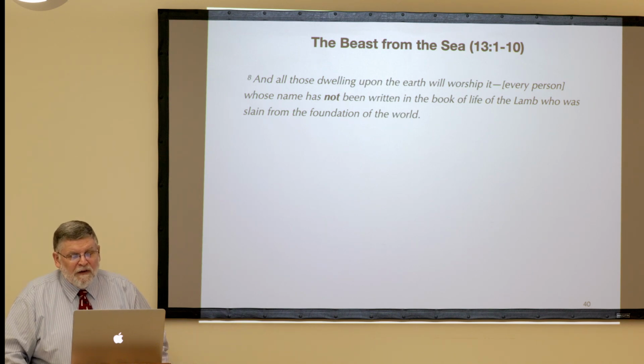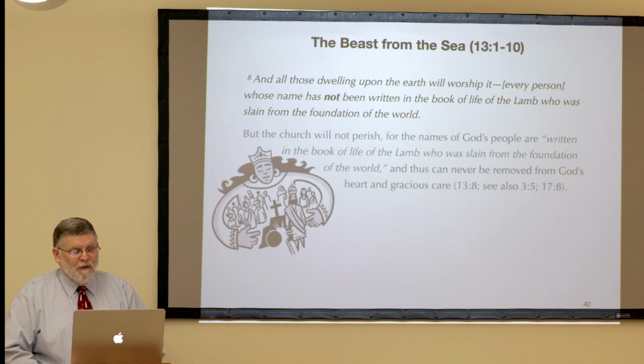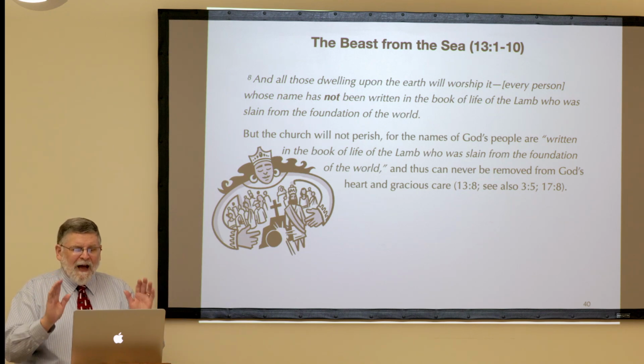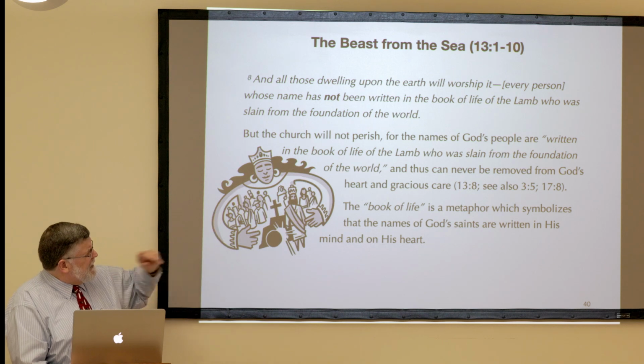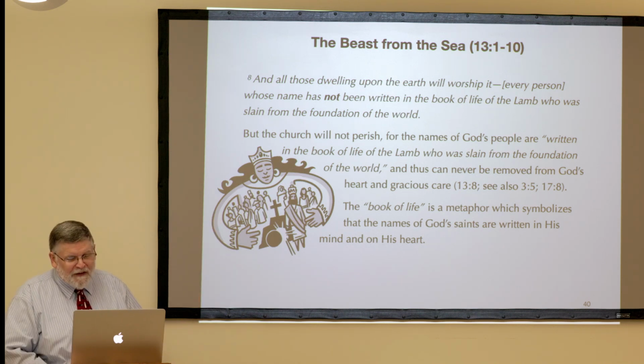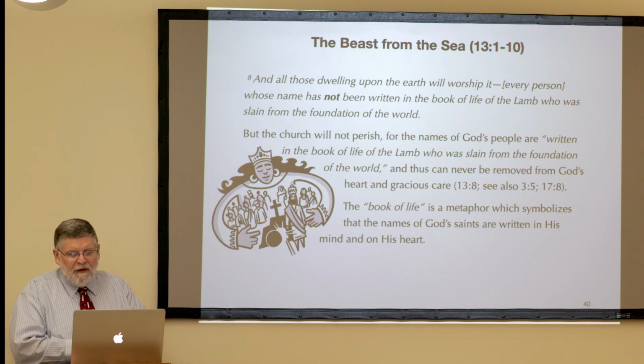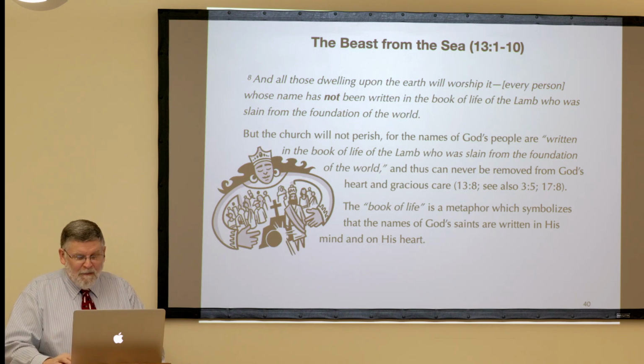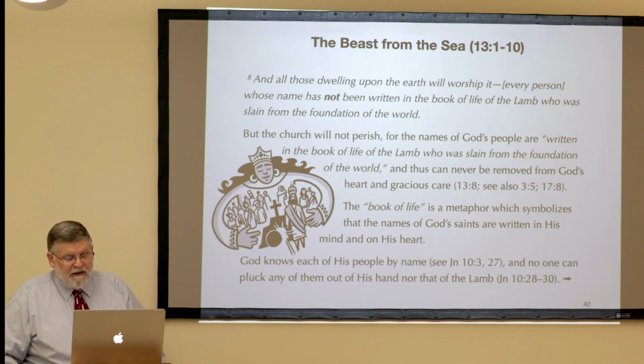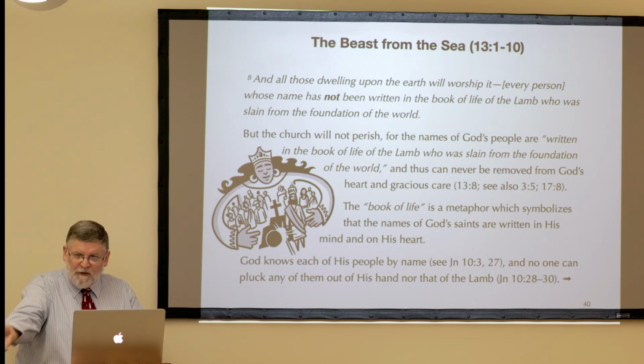And all those dwelling upon the earth will worship it. Every person whose name was not been written in the book of the life of the Lamb, who was slain from the foundation of the world. So the church will not perish. However, it will have difficulties in time. Everyone whose name is written in the book of the life of the Lamb who was slain from the foundation of the earth. And so really the book of life, a metaphor, as it states there, symbolizes the names are written in God's mind and God's heart, and he knows everyone by name. And that's amazing that God knows each of you by name.